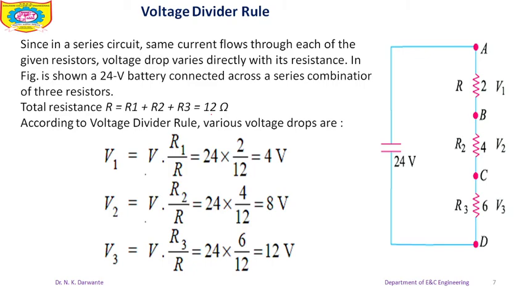Then the voltage across the 2 ohm resistance we can find out as V1 is equal to the total voltage applied multiplied by the resistance value R1 divided by the total resistance. Here the total voltage applied across the circuit is 24 volt, multiplied by the resistance across which we have to find the voltage, that is 2 ohm, and divided by the total resistance, that is 12 ohm. The value comes out to be 4 volt. Similarly, we can calculate the voltage across V2 and V3.